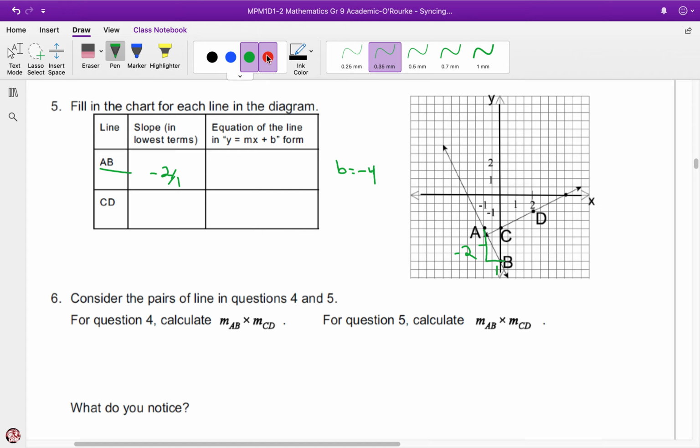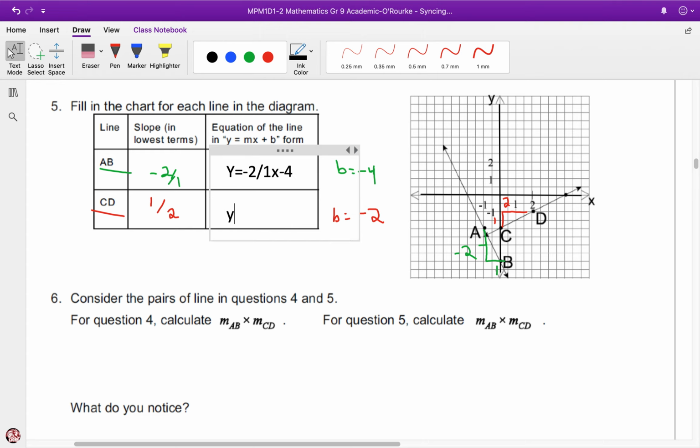Now, this one here, let's do this one in red, is up 1 over 2. So up 1 over 2 with my b equal to negative 2. So we take a look, make our equation. We have y equals negative 2 over 1 x minus 4. And this one here is y equals 1 over 2 x minus 2. So what do we see again here?